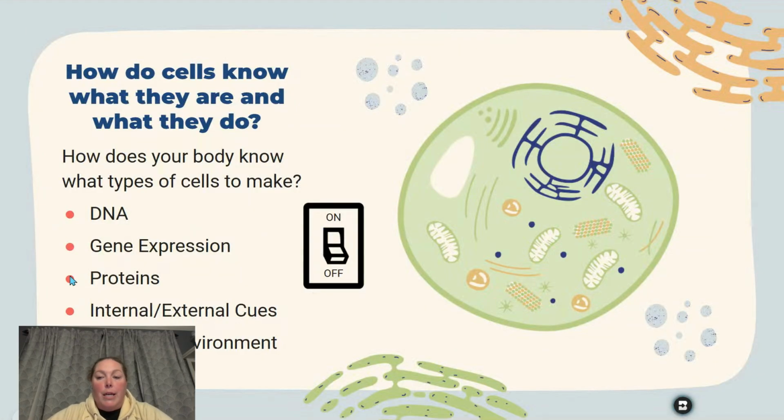But the question is, how do these cells know what they're supposed to be, and how do they know what they're supposed to do? Your body has to know what types of cells it needs to make and when to make them. That's controlled by your DNA, by what we call gene expression. Some things are turned off and on by the proteins that are present in your body, by internal cues and external cues. So things that you eat, your environment, your location. There are lots of things that contribute to how your body knows when to make what. We're going to look at that a little bit later.